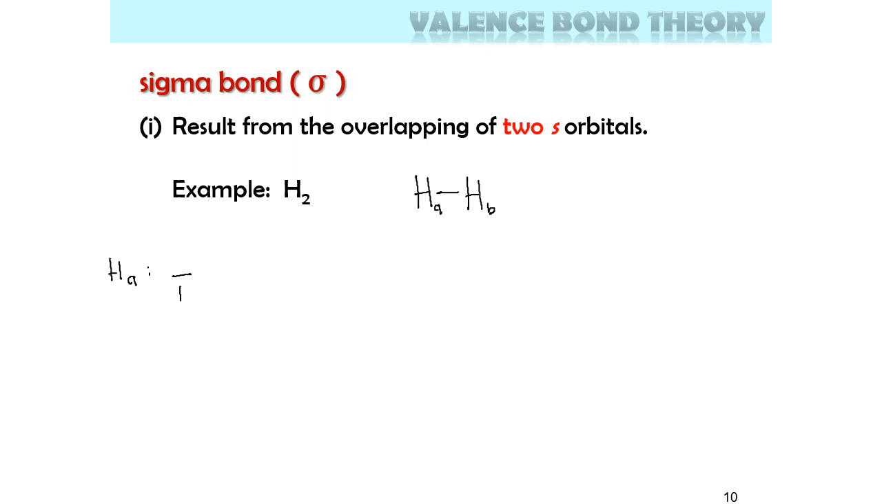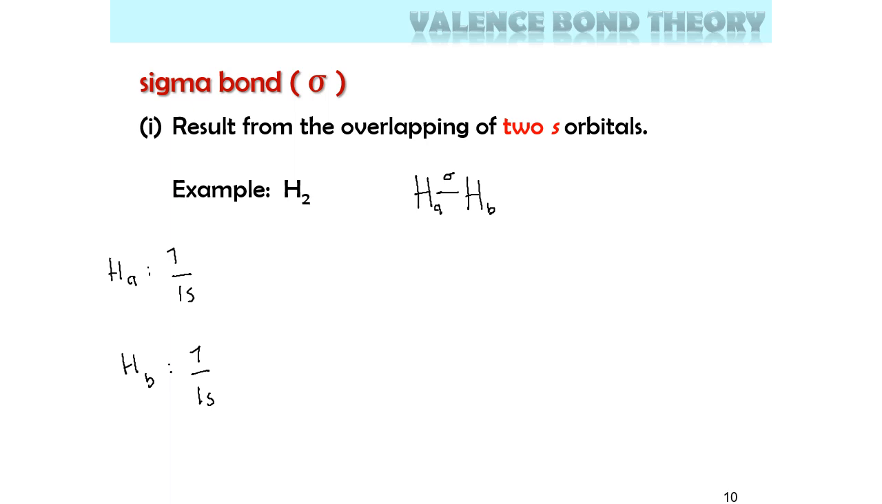So write in orbital diagram 1s1 because you have one electron in hydrogen atom. Same goes to the second hydrogen. You have 1s1. Okay, so one electron from hydrogen A will be shared here, in between, with one electron from hydrogen B. So that is why you can form sigma bond here.